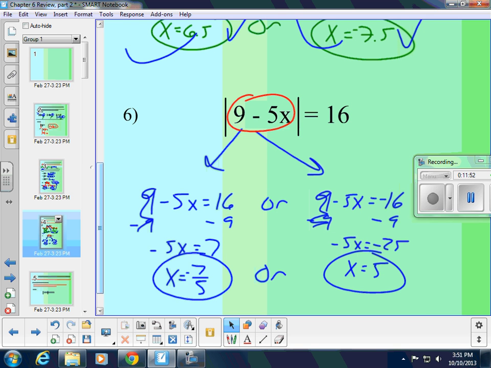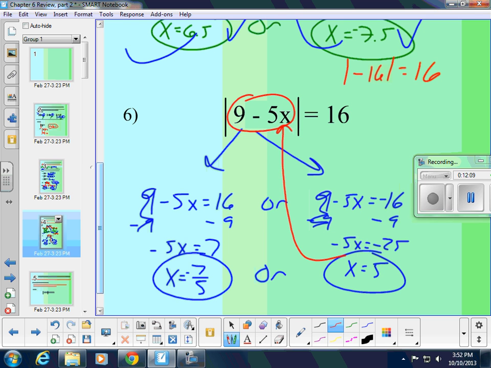Again, I can plug them in too and see that it should work out. If I plug in positive 5 into this problem, I should get 9 minus 25, which would be negative 16. And yep, the absolute value of negative 16 is 16, so that one's good. If I plug in negative 7/5, 5 times negative 7/5 gives me negative 7. So in here I'd have 9 minus negative 7. Chop, chop. I'd have to add those. That would give me 16. Absolute value of 16 is also 16. Yep. So again, both answers check out.